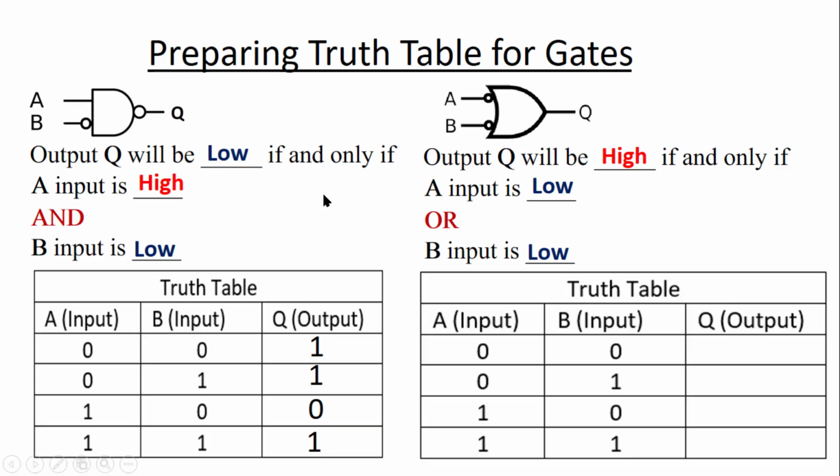And over here, this is going to be high. Over here, these two are going to make it high. Over here, this is also going to be high because there is a low over here. Over here, there's also a low, so there's going to be a high. And over here, both of these are high, none of these are low, so the output will be low.